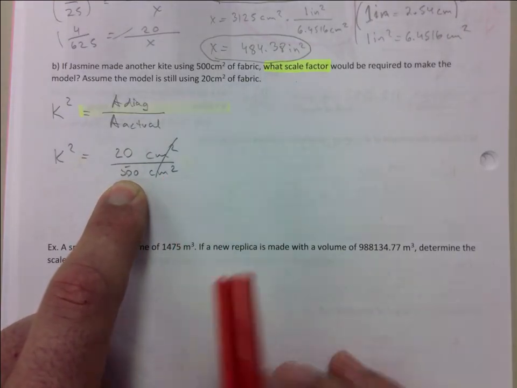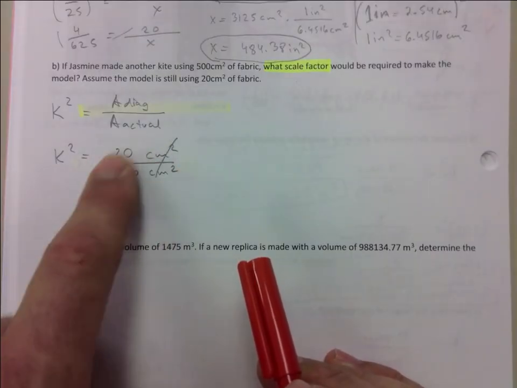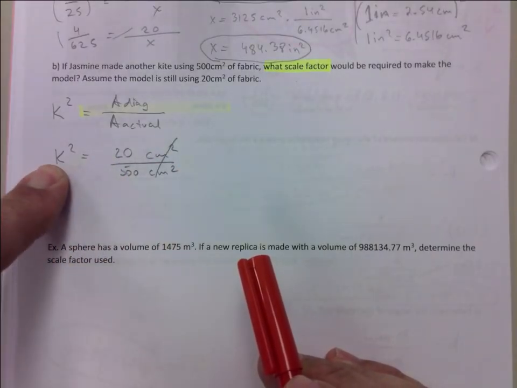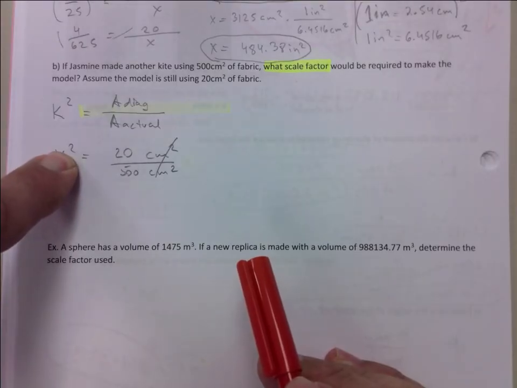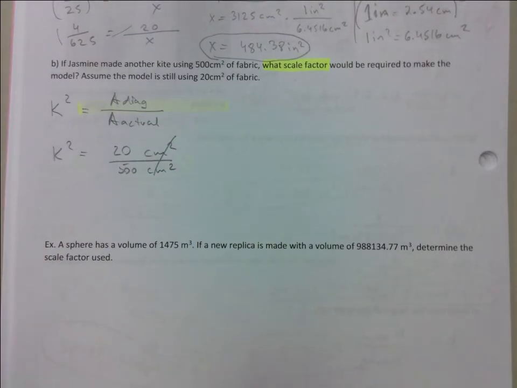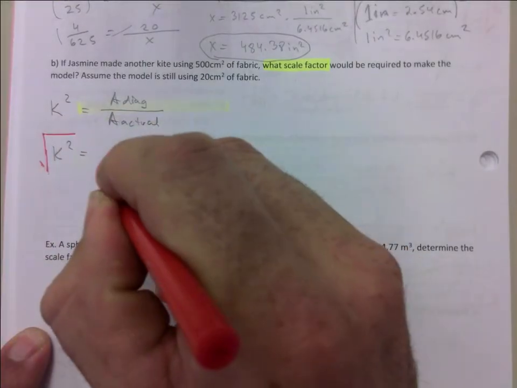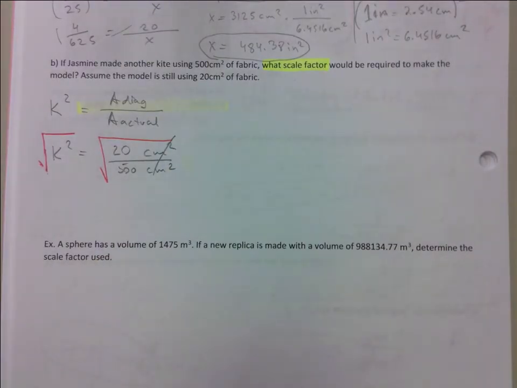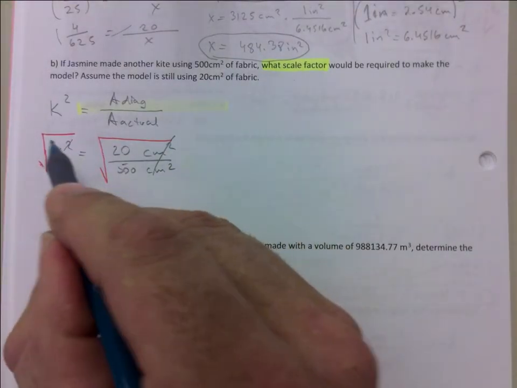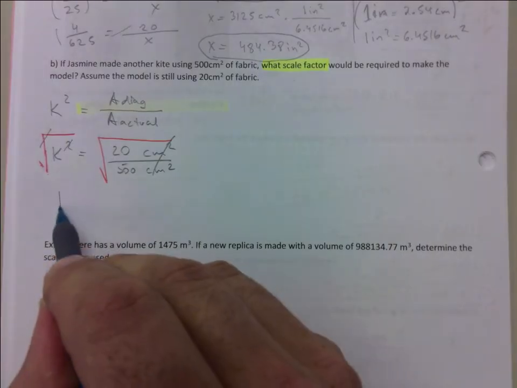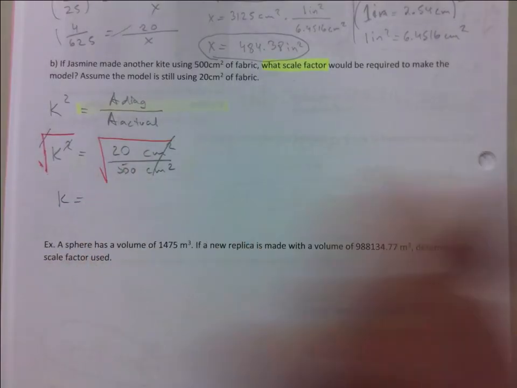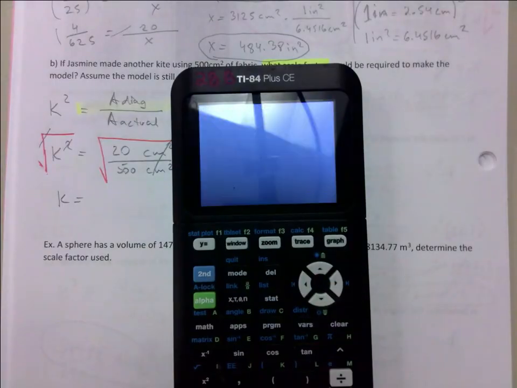Slow down there. This side, you're not squaring anything, right? It's just saying if you know what k is, then you would have to square it. That's what this is saying. So in this case, you actually need to square root both sides, okay? That cancels out the exponent here with the root, and then you go 20 over 500, essentially.